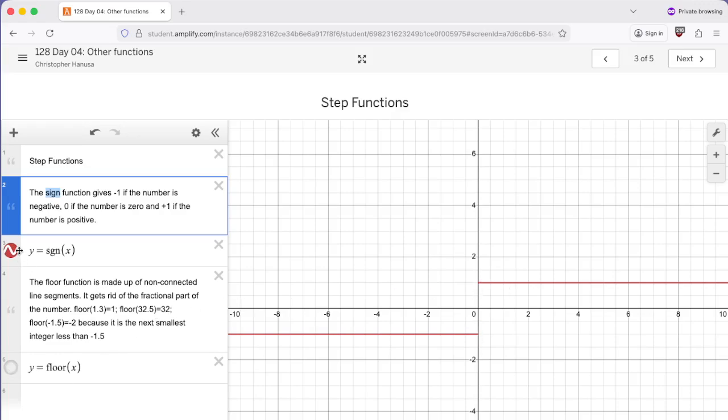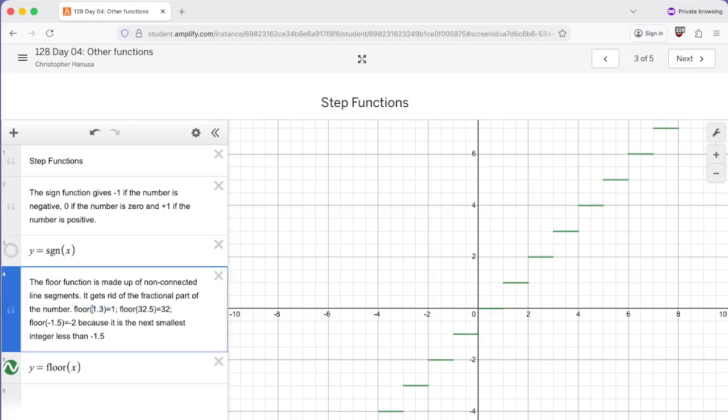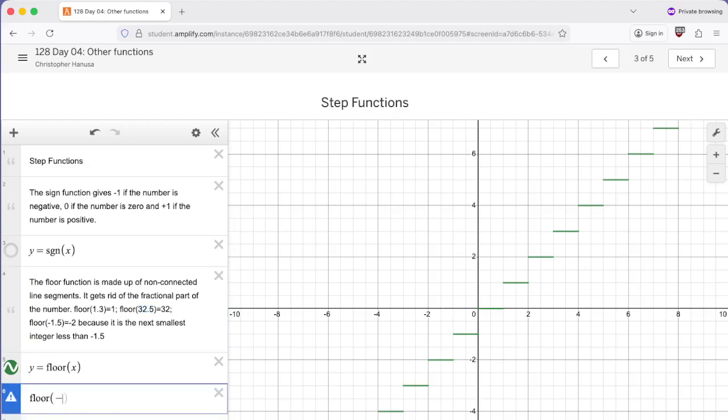Okay, but there's another one that's even more crazy than that, which is called the floor function. The floor function is what happens when you take a number that's a decimal, like 1.3, and you get rid of all of the numbers after the decimal. So the floor function of 1.3 is 1 because we got rid of the 0.3. The floor of 32.5 is 32 because we got rid of the decimal. Floor of -1.5, let me put that in here. Floor of -1.5 is -2. I'm going to put that in here, -1.5, comma, floor of 1.5.